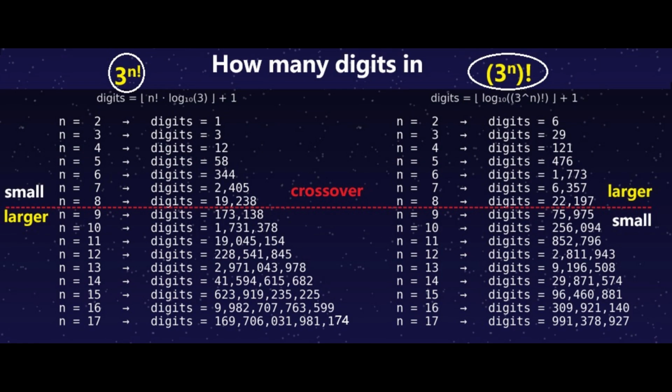Now look at base 3. The same pattern appears, but the crossover shifts later, around n equals 8. Different bases, different crossover points. The factorial growth of a product can beat the power of a power, the power tower, and the switch happens at the predictable threshold, n equals em.